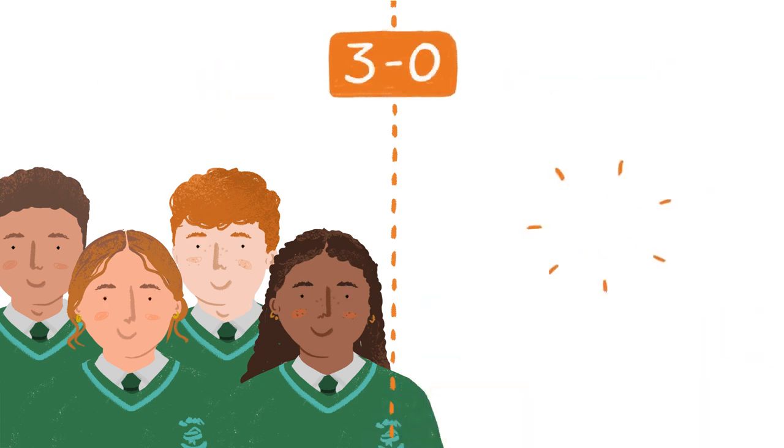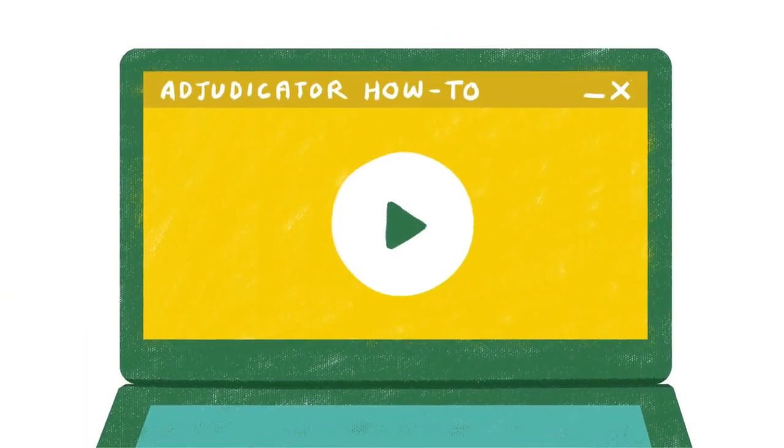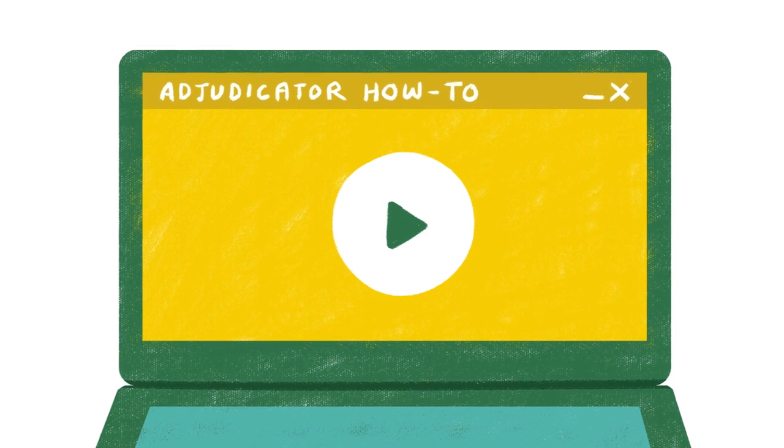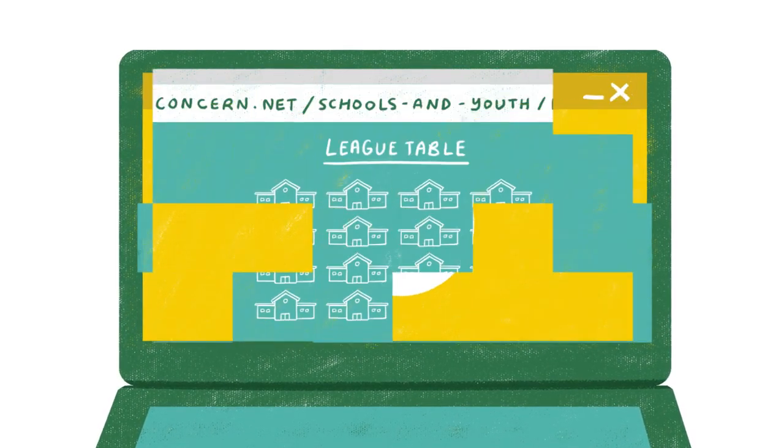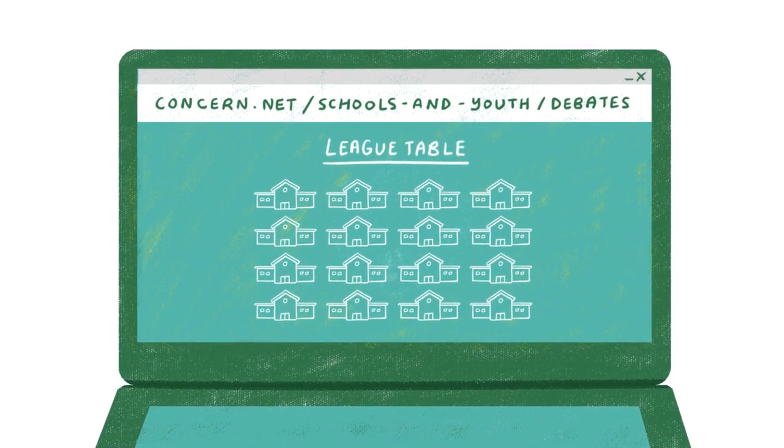A bye win is 3-0. If a school, for whatever reason, must forfeit the debate, the school who forfeits receives 0 points and their opponent receives 3 points. Check out our adjudicator video, which outlines in detail the marking sheet and what adjudicators are looking for in a speech. The Concerned Debates team will update the league table on the Concerned Debates website.